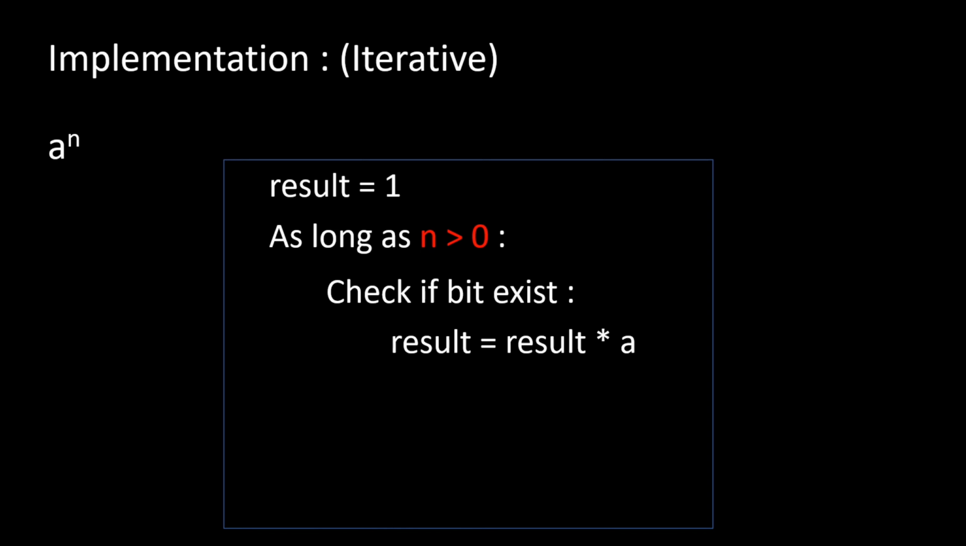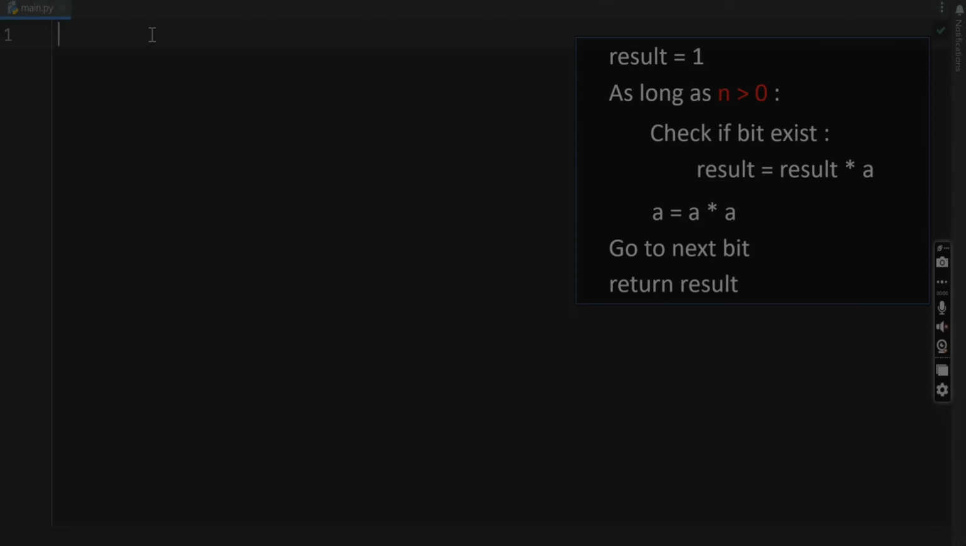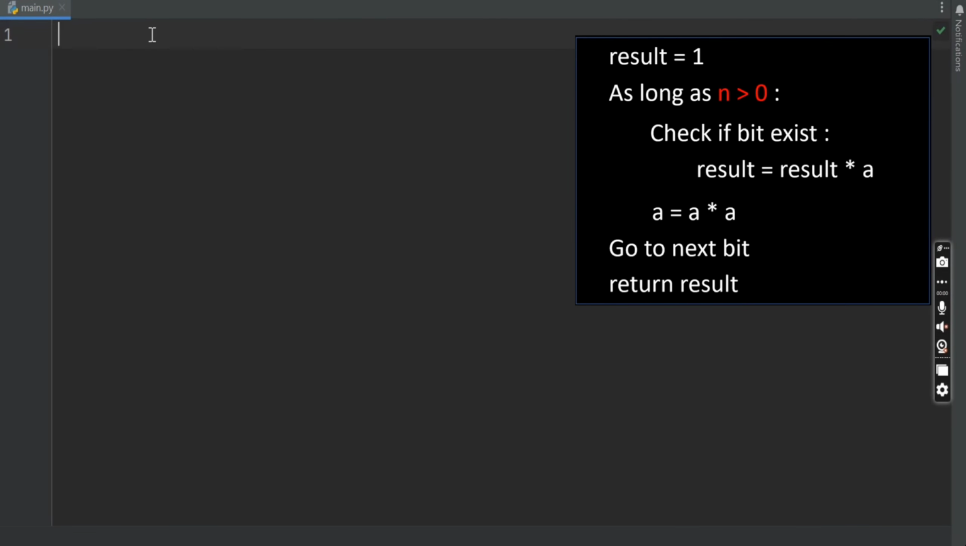So initially the result is 1, now it's a, and we multiply a with itself because the next bit is 2 to the power itself, right? 2 power 4, power 8. Same way, we just multiply a with itself for the next bit, and we go to the next bit and return the result after this while loop, or whatever loop we used to complete it. Let's look at the code for better understanding, and let's look at the implementation.